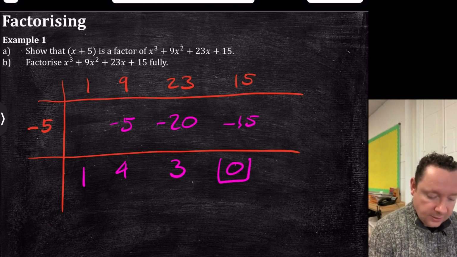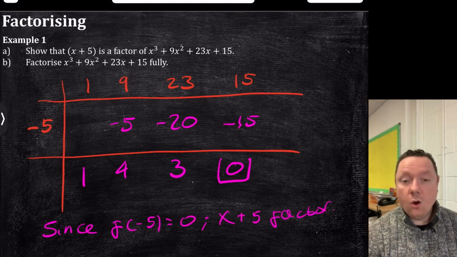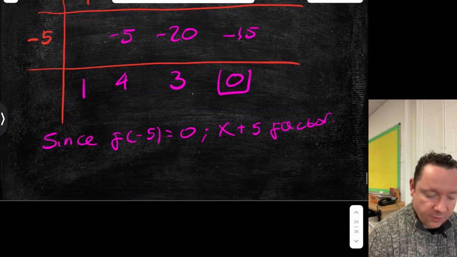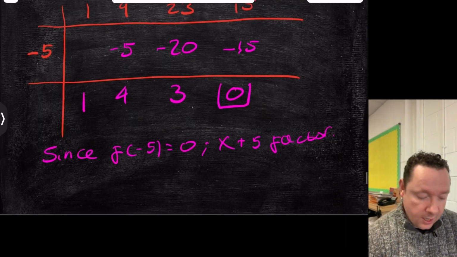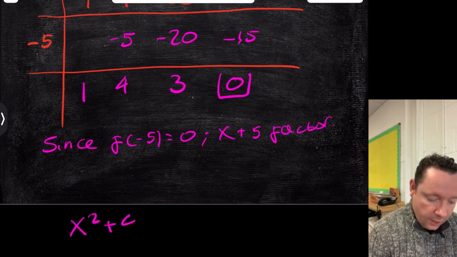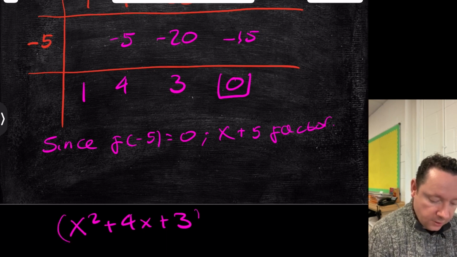So we can then say since f of minus 5 equals 0, x plus 5 is a factor. That's all you need to write. Or, since the remainder is 0, x plus 5 is a factor is another thing you can write. The good thing about this method, which is called synthetic division or the table method, is that it leaves you with a new polynomial. So you can then just say that you've got x squared plus 4x plus 3. Powers went down by 1, started with a cube. And that's going to be times the factor that we just started with, x plus 5.